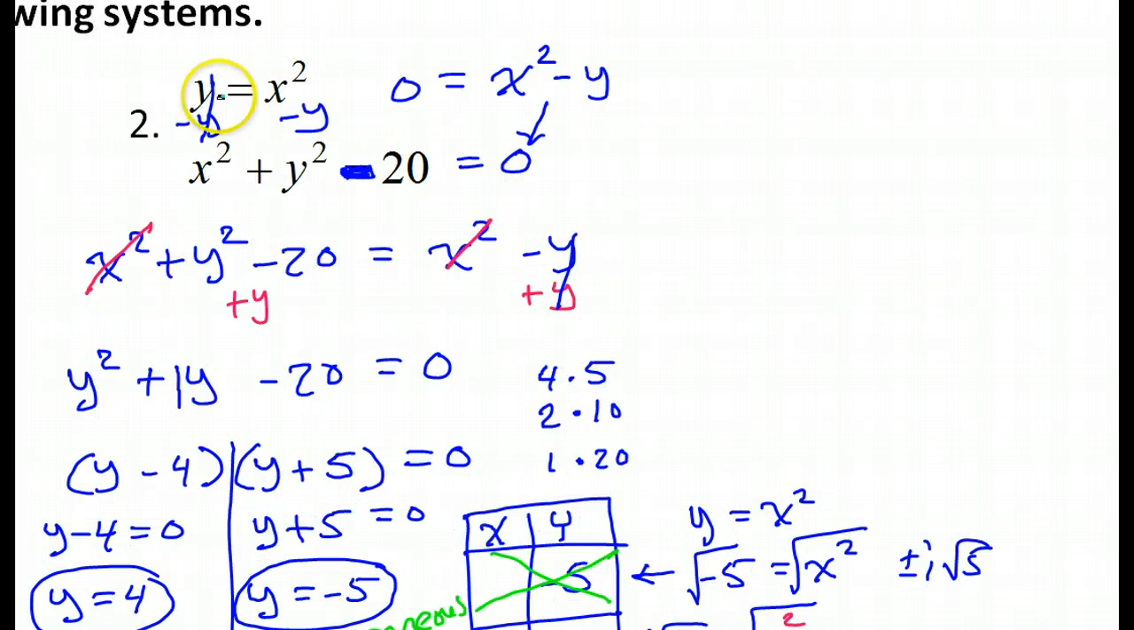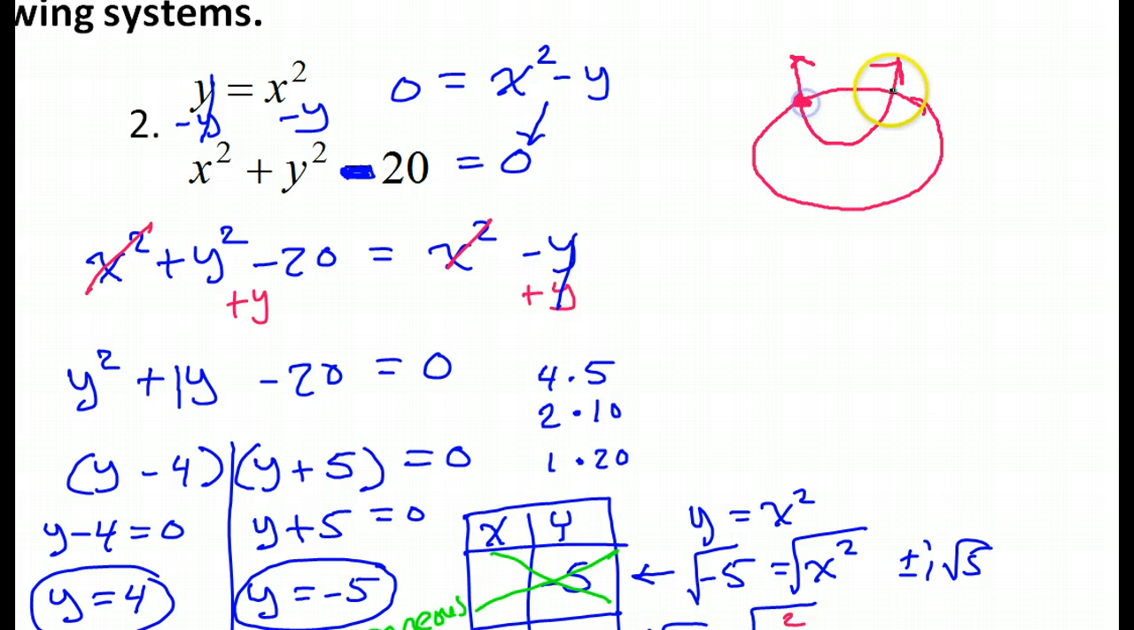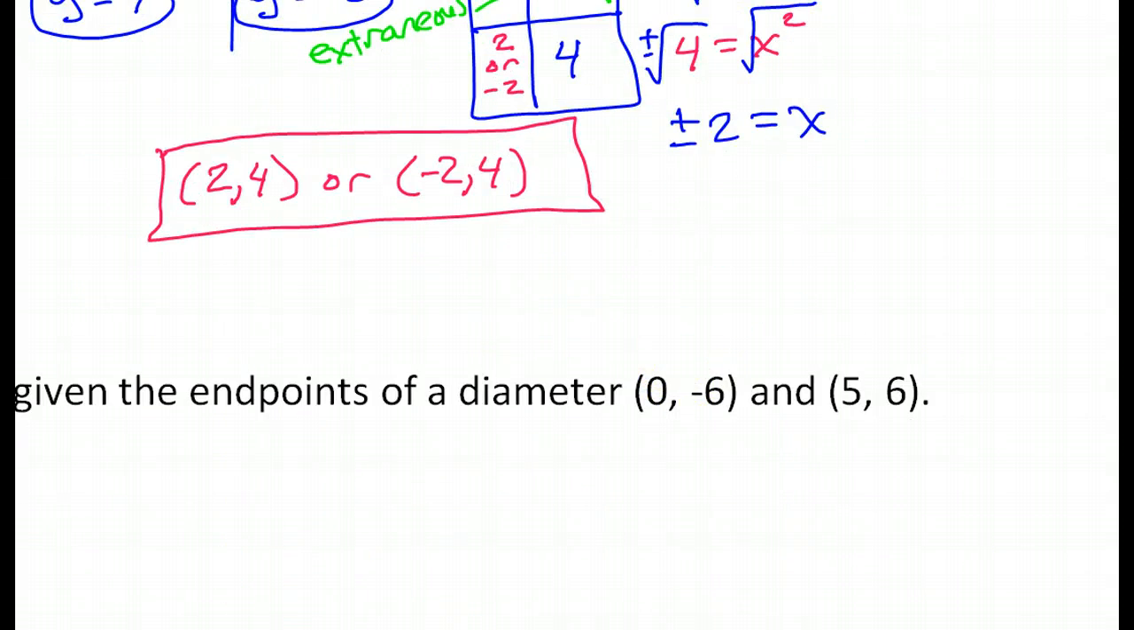By the way, keep in mind, this was a parabola. Y equals x squared was a good old parabola like this. And this was a circle. So we just found the 2 places where the parabola intersects with the circle. Anyway, moving on to number 3.